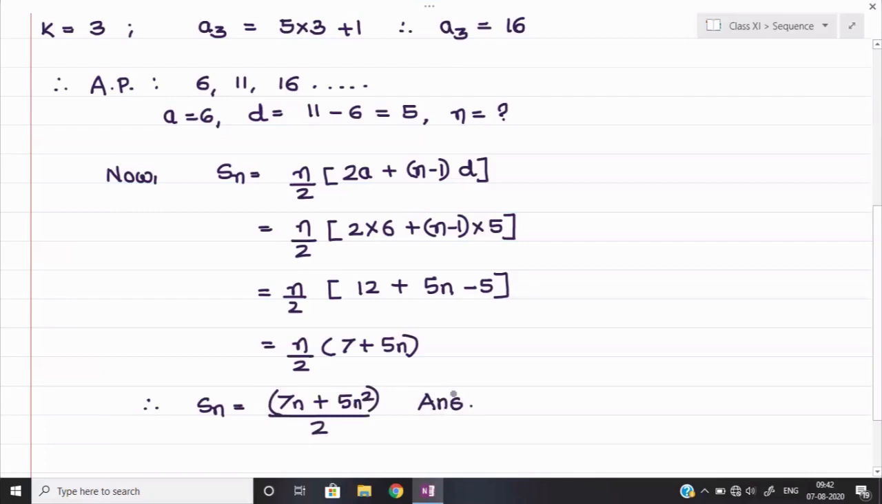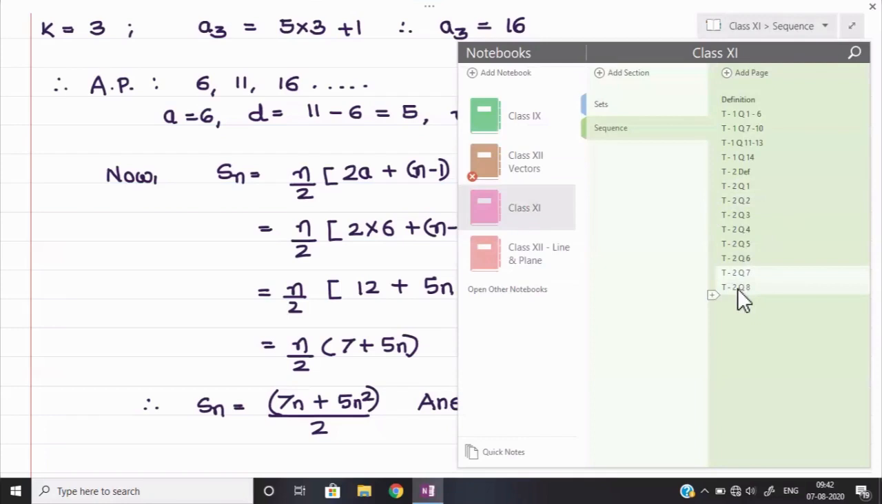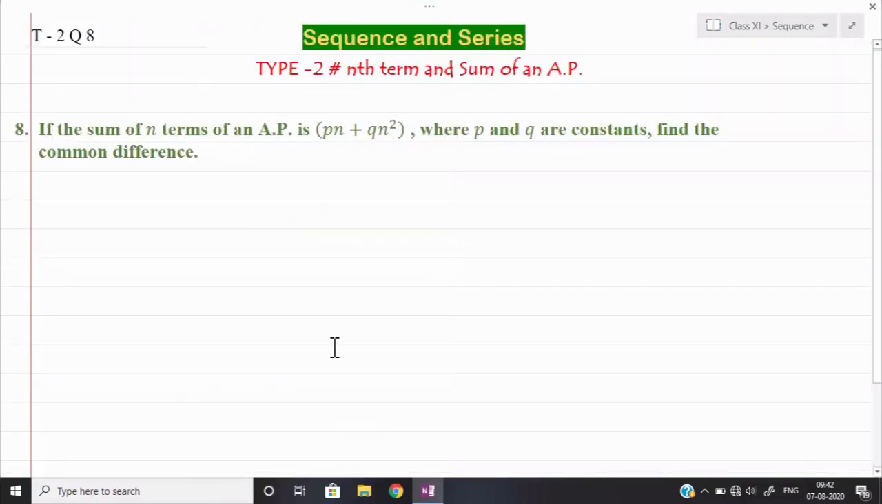Now let us see quickly the last question. I think the last question can be done here. So question number 8 I am taking here. See, in question number 8, what they are saying: if the sum of n terms of the AP is Pn plus Qn square, where P and Q are constants, find the common difference. So basically in this question, sum of n terms means the value of Sn is given here as Pn plus Qn square. This is the value of Sn we have been given.